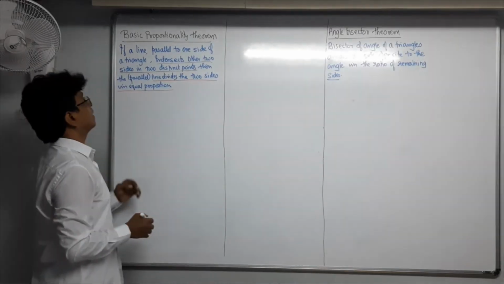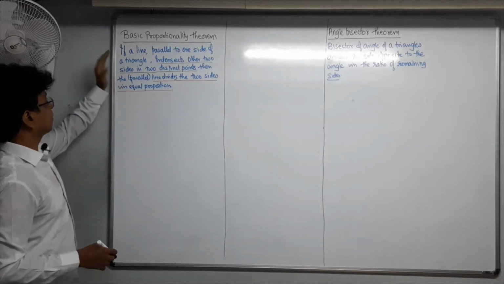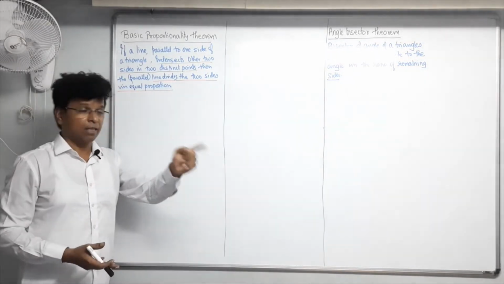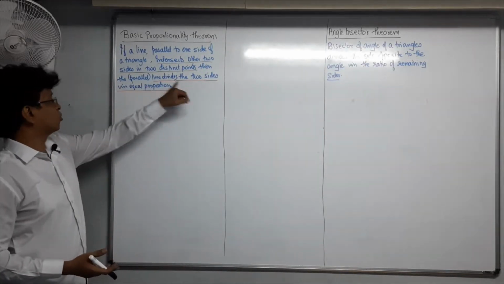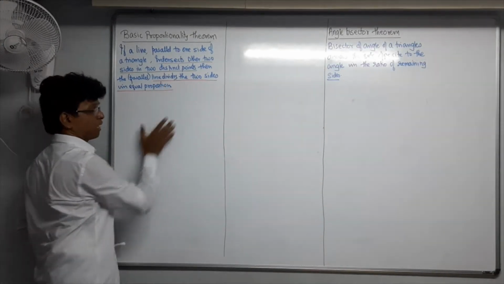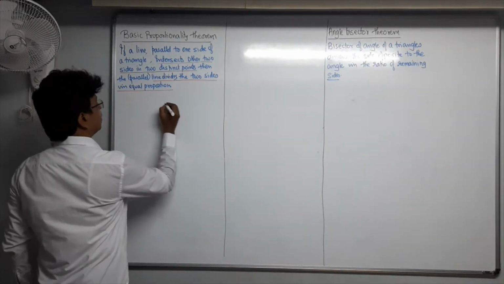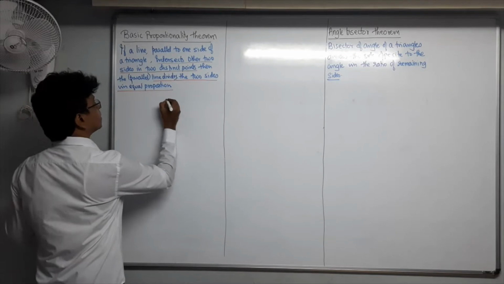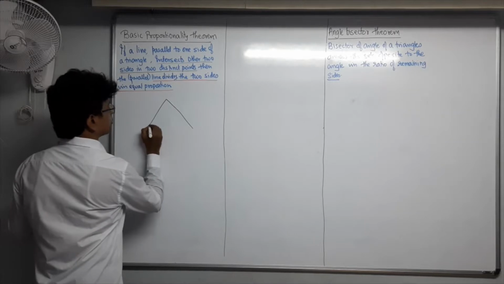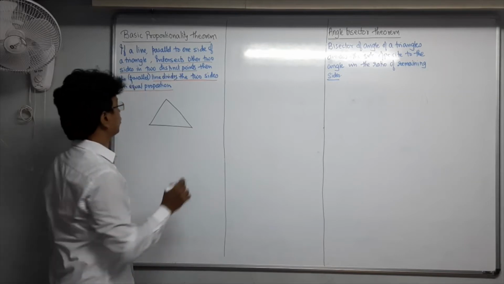So coming to this topic, when they ask you to prove the basic proportionality theorem, or they may give you the statement: prove that if a line parallel to one side of a triangle intersects the other two sides in two distinct points, then the line divides the two sides in equal proportion. You have to prove this. So here when the proof starts, what happens? First, definitely you will require a triangle. I will purposely draw the triangle that is in your textbook, so that if you have to refer to it, you will be able to refer.